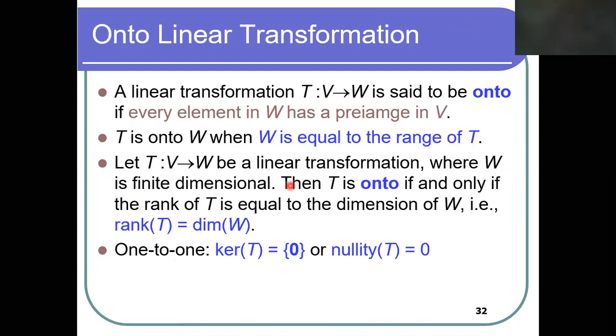These are some very fundamental results that will be very helpful while you are solving examples. Let T from V to W be a linear transformation where W is finite dimensional. Then T is onto if and only if the rank of T is equal to the dimension of W, that is, rank of T is dimension of W. T is one-to-one if the kernel of the transformation is 0, or the nullity of T is 0.